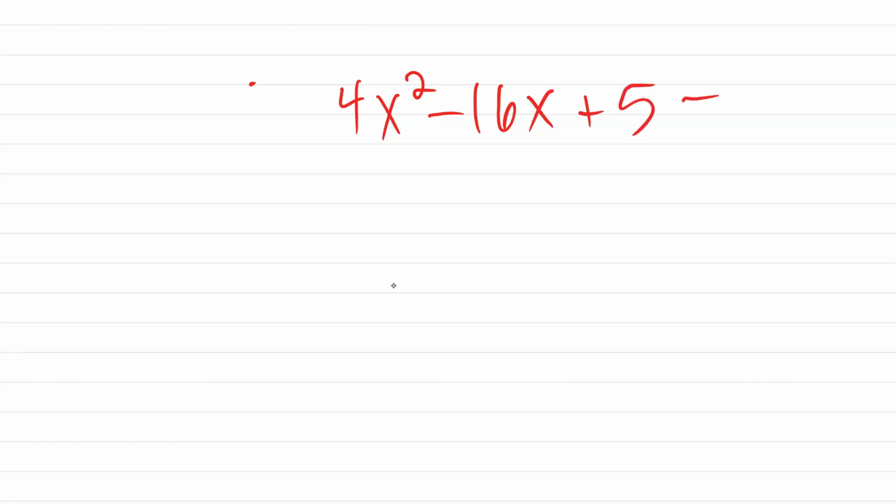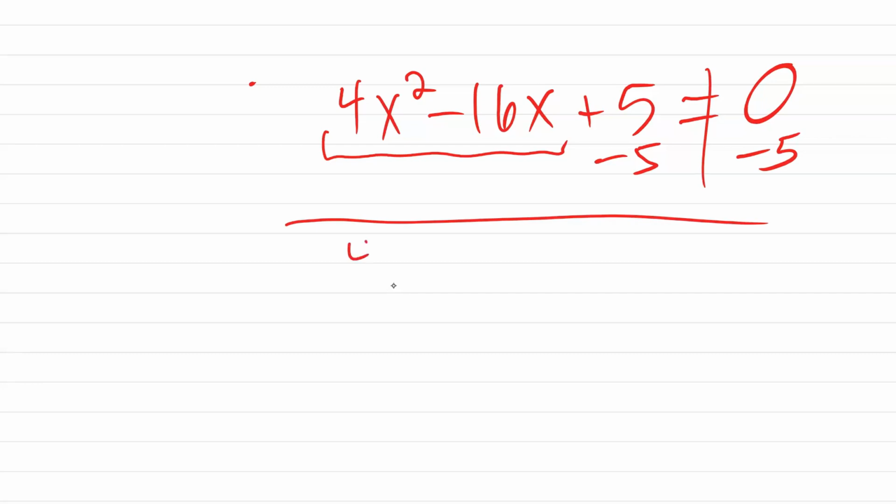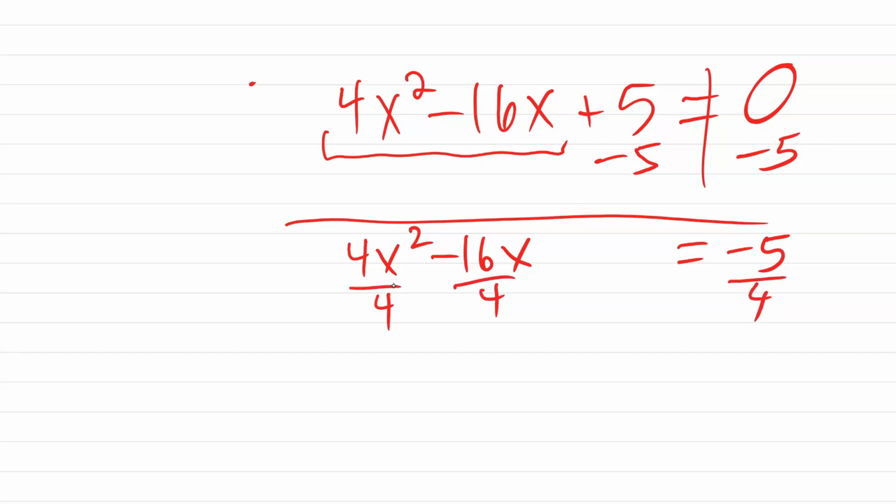Okay. When I complete the square, I just use the a and the b. So I'm not going to use the c. I'm going to move that away. So 4x squared minus 16x equals negative 5. Am I ready to complete the square? No. I want this to be a 1. So I'm going to divide everything by 4.